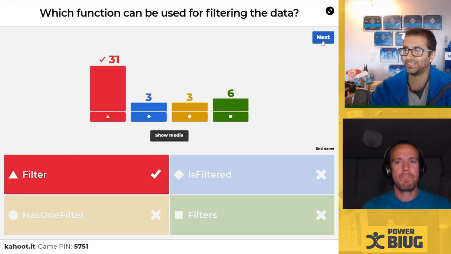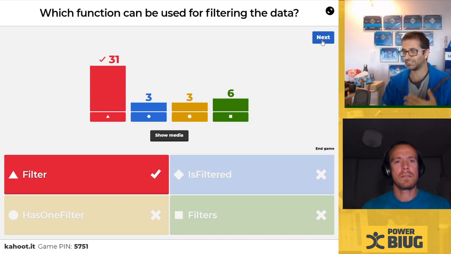Okay, yeah, perfect. These are all functions that work with filtering, but they are not all filtering the data. For example, IsFiltered is checking if the data is filtered by a specific field. HasOneFilter is also checking something like that: that you have only one filter on this specific field, and Filters returns a list of values filtered there. The only function that actually filters the data is Filter itself.